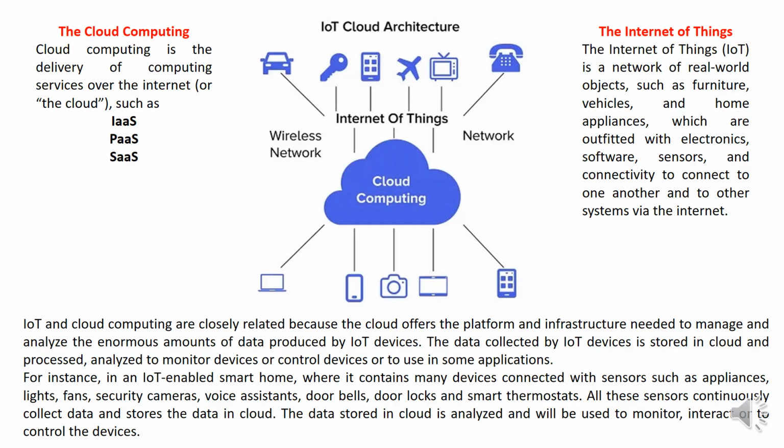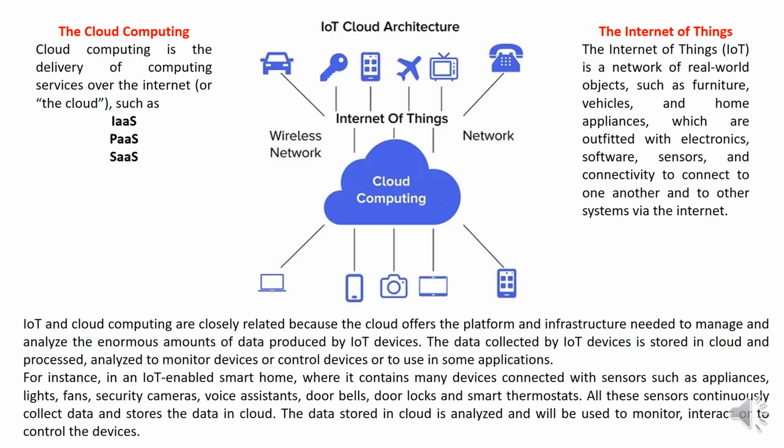Let me explain about cloud computing and how cloud is used in the Internet of Things. Cloud computing is the delivery of computing services over the internet or cloud. The services include servers, storage, database, networking, software, and analytics. Users can access these services whenever they need them. Cloud computing eliminates the need to manage or maintain any physical infrastructure.